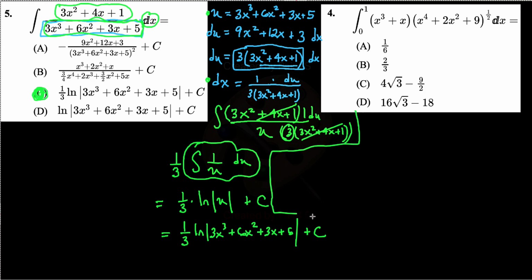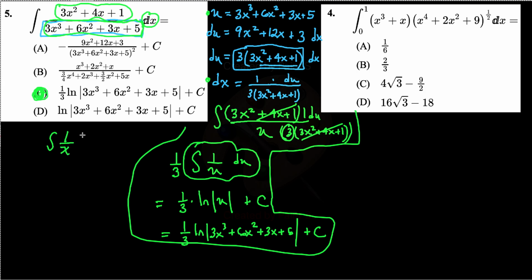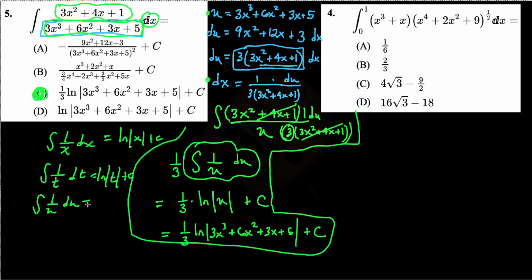Now again, doing this and seeing how you get this answer required you to know the integral of 1 over u, the integral of 1 over x dx, the integral of 1 over t dt, whatever variable you want. The antiderivative is ln absolute value of x plus c, ln absolute value of t plus c. Again, I'm just changing the variables to illustrate that it doesn't matter: ln absolute value of u plus c. Anti-differentiation of 1 over x, 1 over t, 1 over u, whatever, same idea. Okay, now, next one.